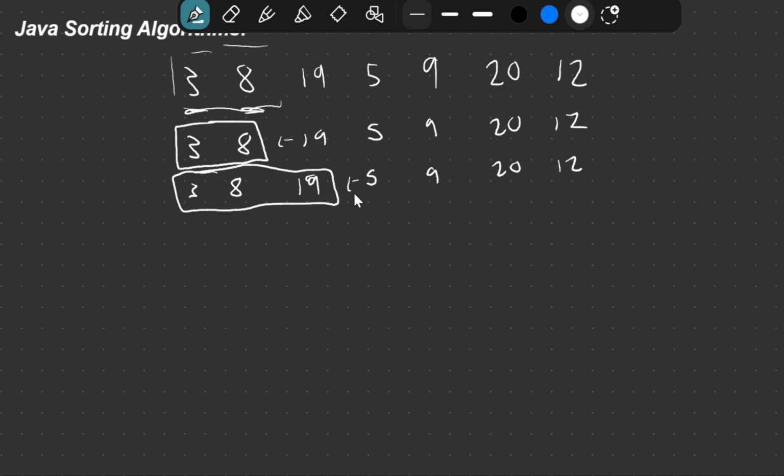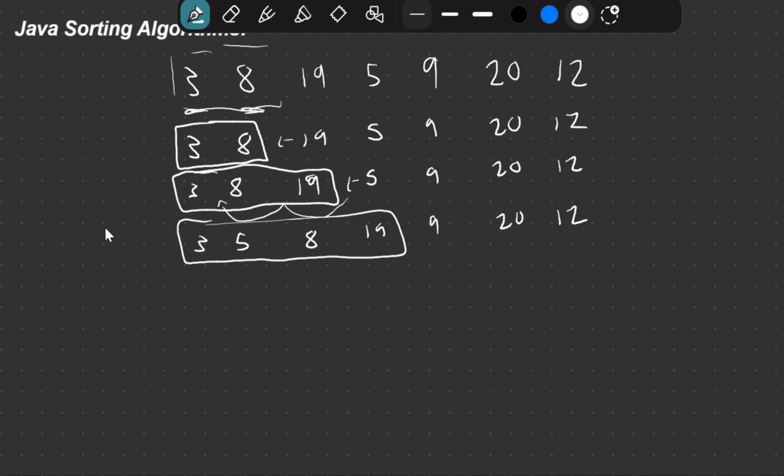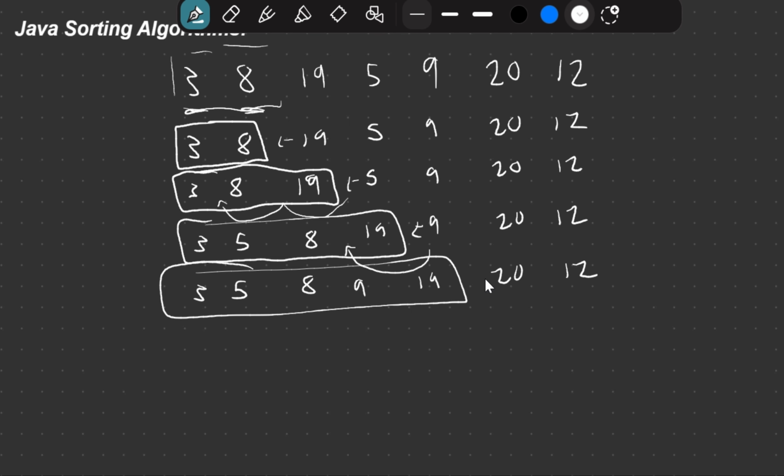Now we're going to put in 5, and scan it to see where it belongs. We're just going to keep moving 5 until it fits in its correct place. So now it becomes 3, 5, 8, 19, 9, 20, 12 with 4 elements locked in. Now going on to 9, that goes in between 8 and 19. So 3, 5, 8, 9, 19, 20, 12. Adding in 20, it's already the highest value, so the array stays the same.